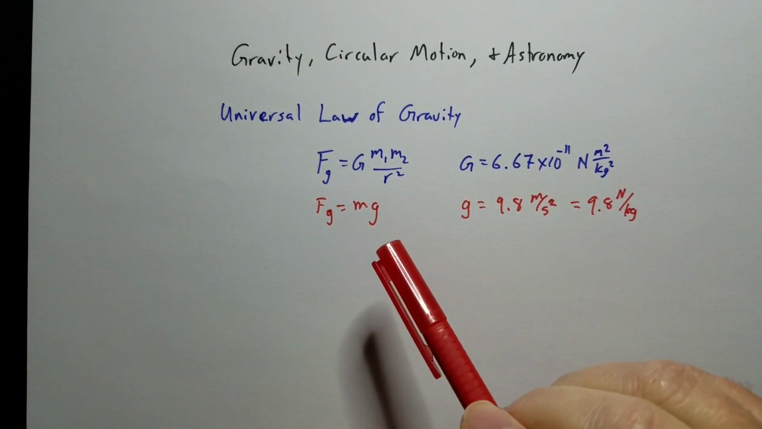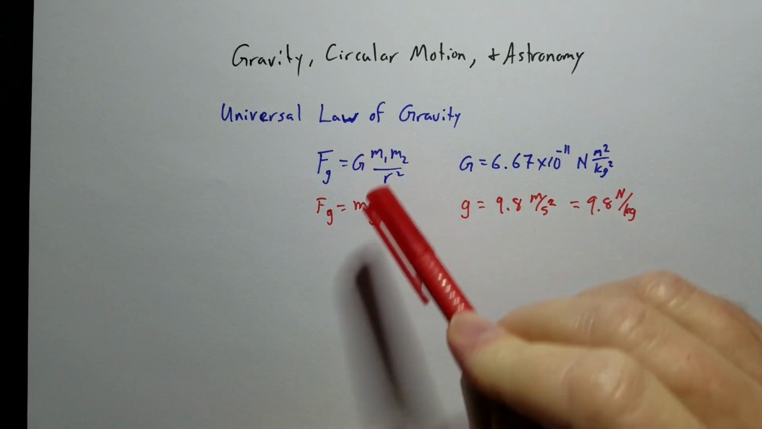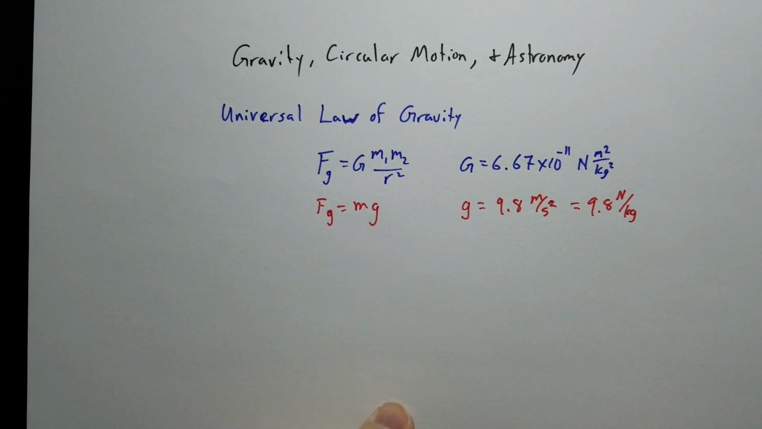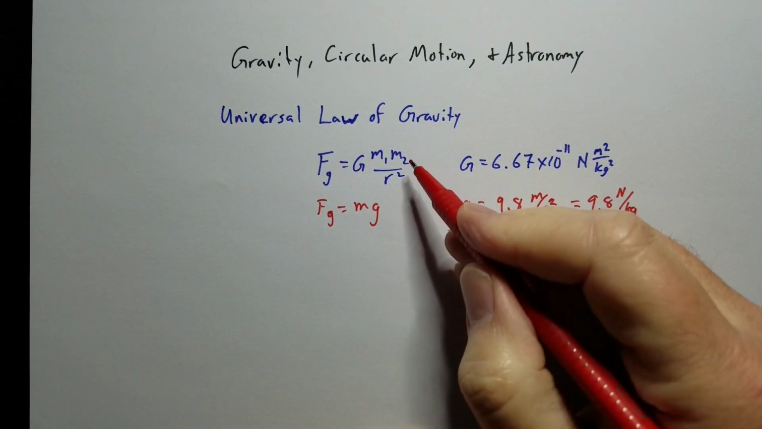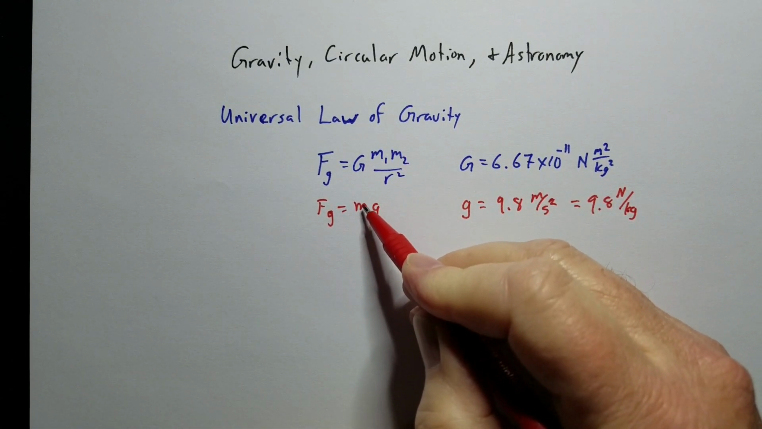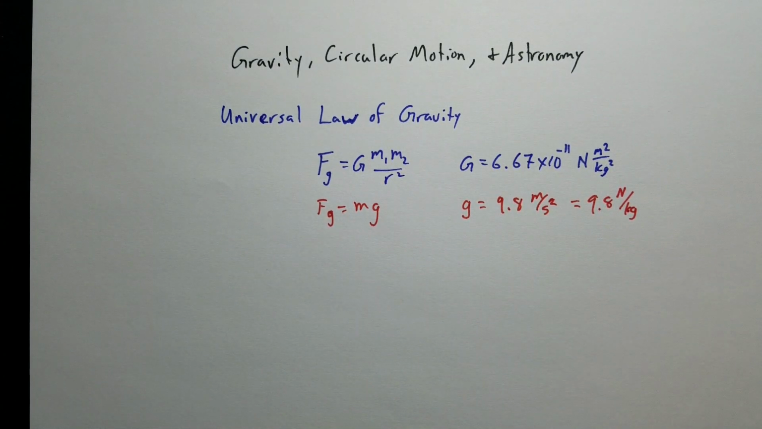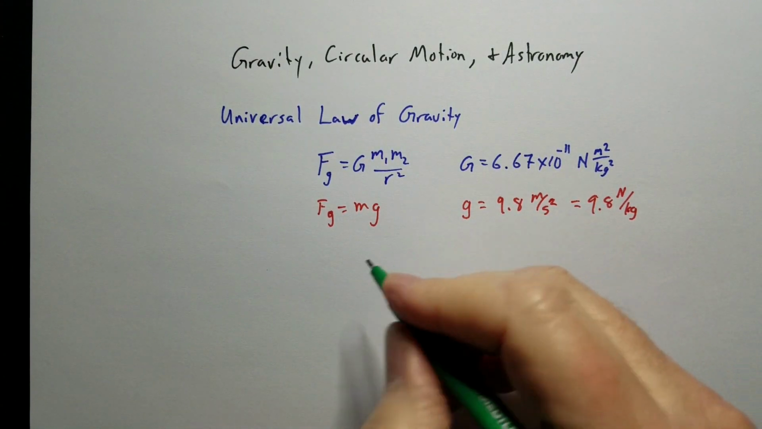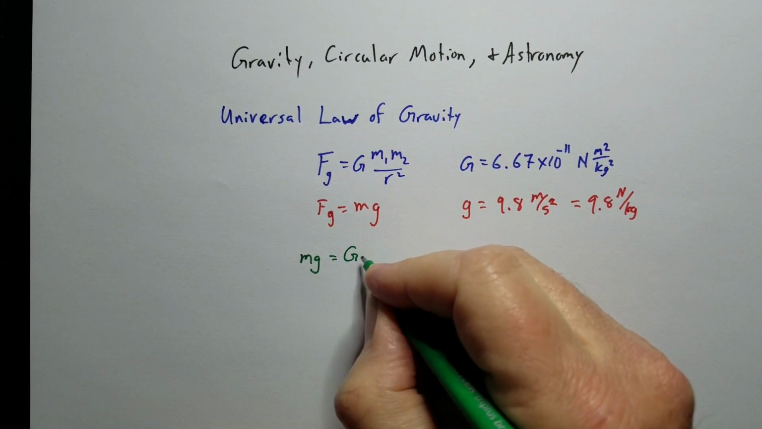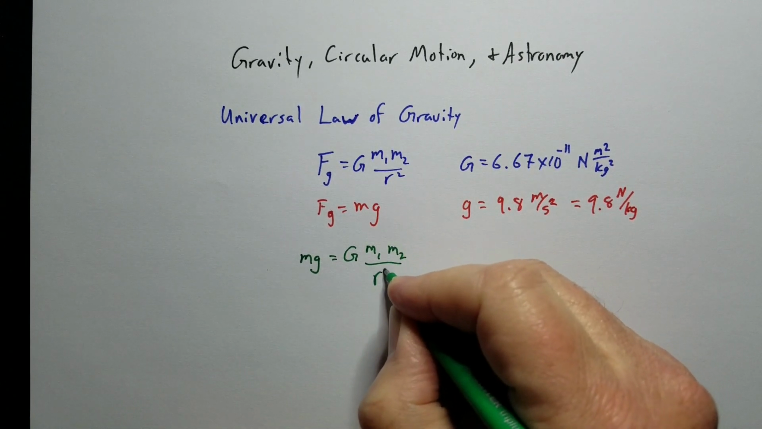But what if we want to figure out the acceleration due to gravity on another planet? Well, that's where we can actually combine these two. Again, remember, we're going to call this m2 the mass of the person or the object, and this m is the mass of the person or the object. So if we combine these two, we get something that looks like this. Let's say mg equals G m1 m2 over r squared.